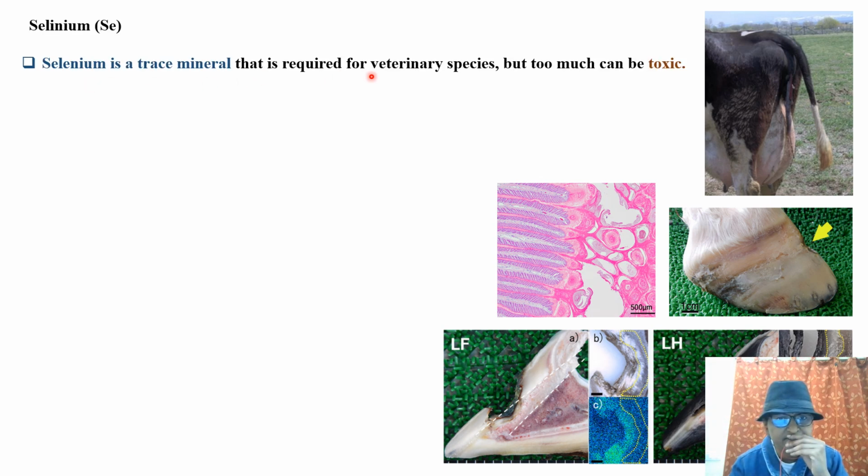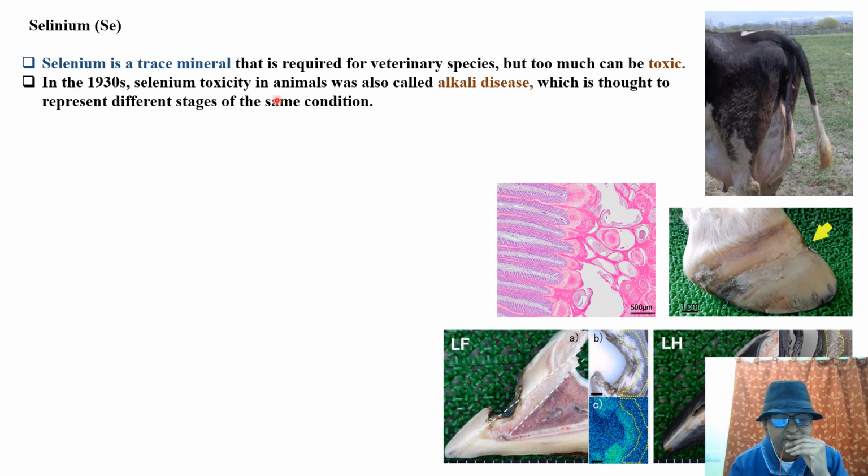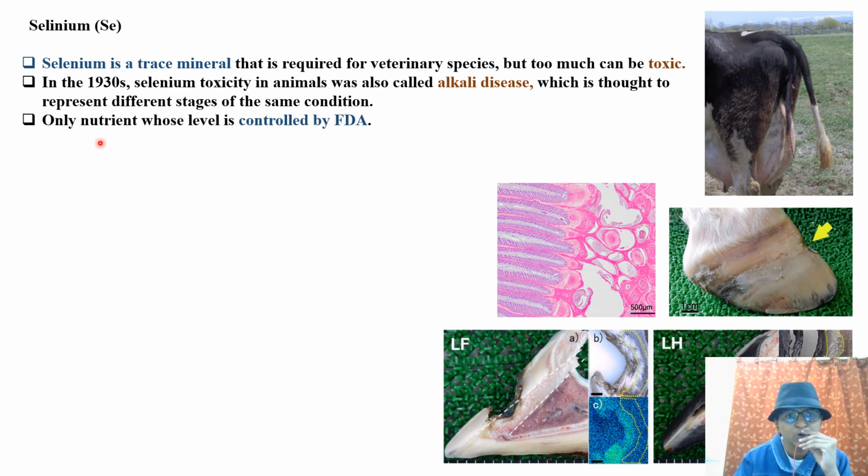Selenium is a trace mineral that is required for veterinary species, but too much can be toxic. We already know that any substance can be a poison, only the dose determines the poison. So if selenium is taken in higher concentration, it will cause toxicity. In the 1930s, selenium toxicity in animals was also called alkali disease, another name. In a question, if instead of blind staggers you come across alkali disease, the same answer applies, as these are thought to be different stages of the same condition, excess selenium toxicity. It is the only nutrient whose level is controlled by the FDA. There are selenium accumulating plants.